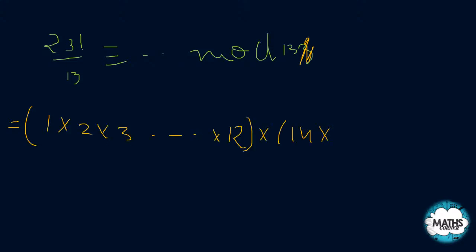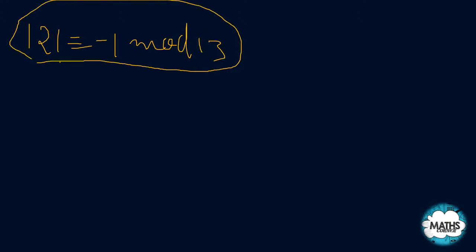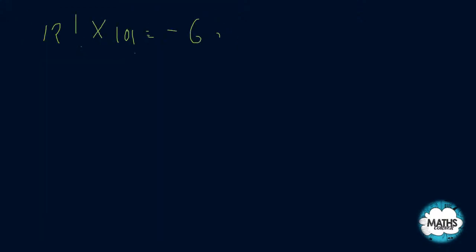Now 13 will not come. Then 12 factorial into 10 factorial. By Wilson theorem, this will be negative 1 mod 13. Just before this I have 13, so I can get out that 5, that is 13 into 5. It can cancel, leaving 10 factorial and 10 factorial, 6 mod 13.